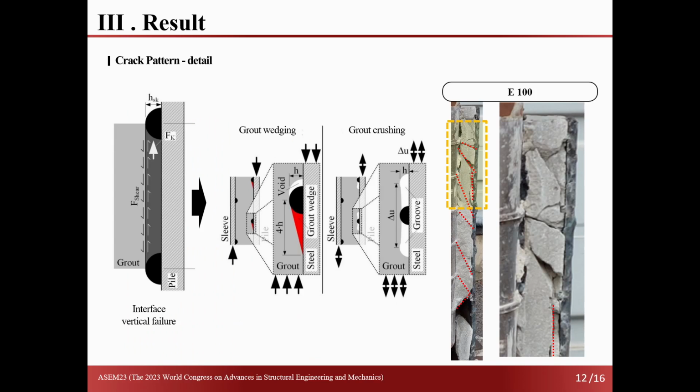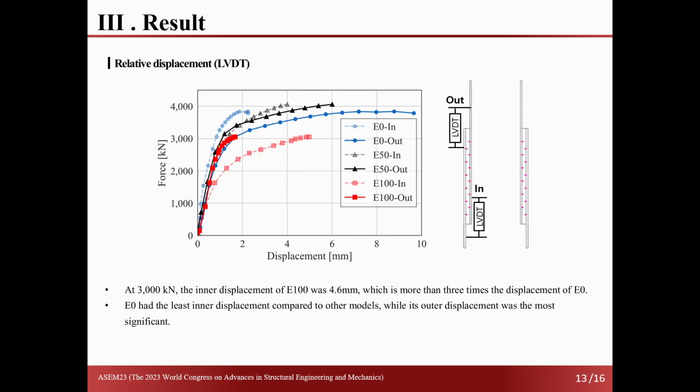The observed crack can be explained as this failure mechanism in the E100. And next, here are the relative displacement results. At 3,000 kilonewton, the inner displacement of E100 was 4.6 millimeter, which is more than 3 times the displacement of E0.